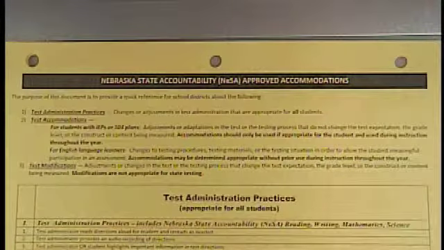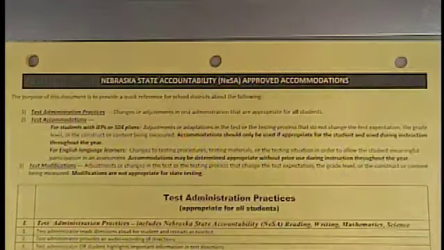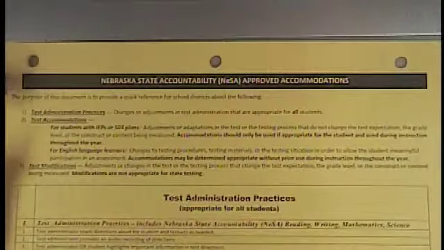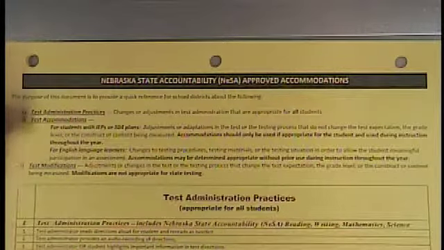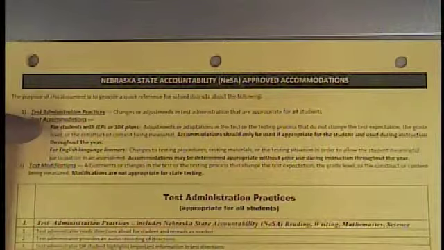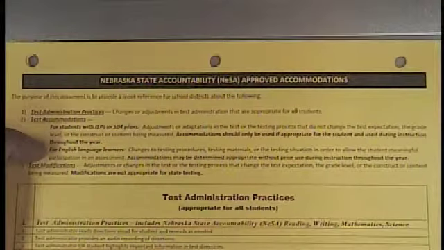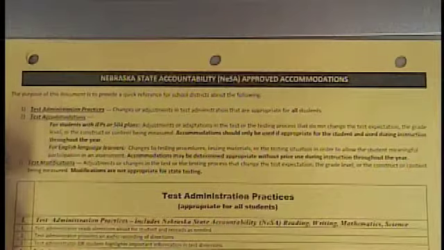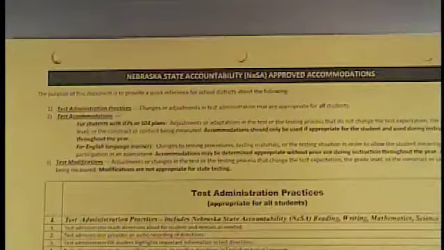This is the Nebraska State Accountability Approved Accommodations. It outlines specifically the test administration practices, test accommodations for students with IEPs or 504 plans, and it also covers English language learners. And then it talks about test modifications. Let's talk about these things just a little bit.